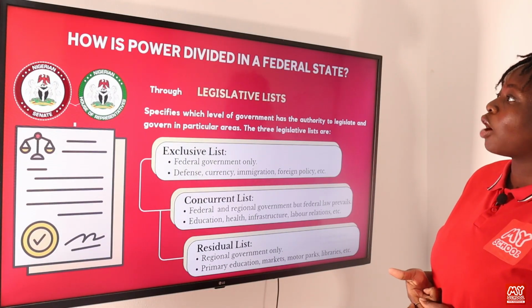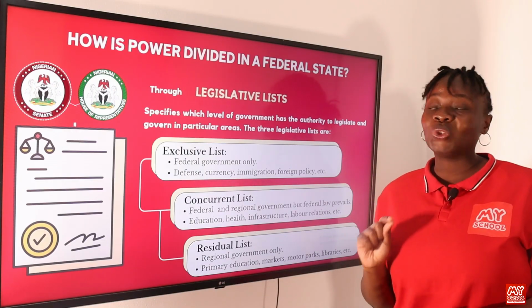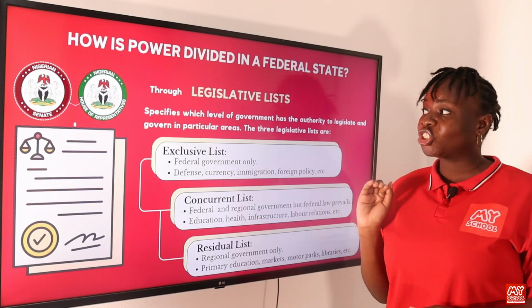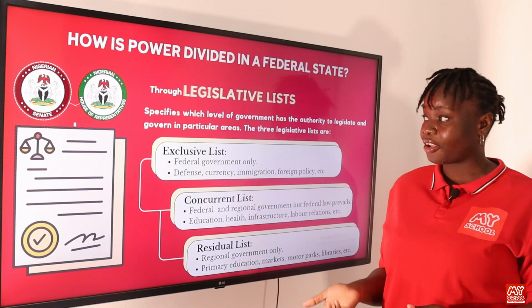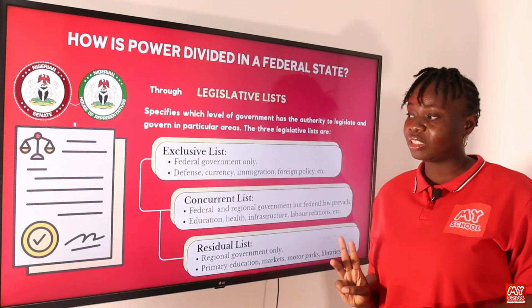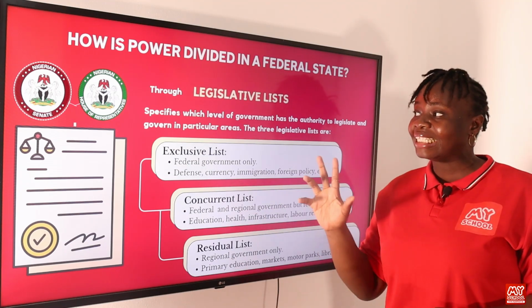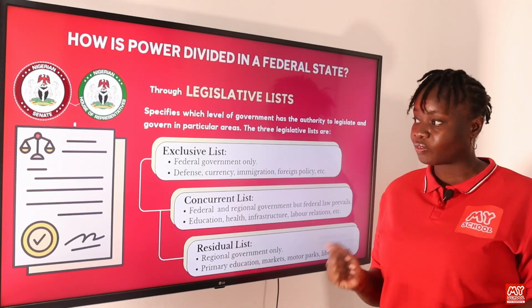Now we're going to discuss how power is divided in a federal state. Power is divided through what is known as the legislative list. The legislative list specifies which level of government has the authority to legislate and govern in particular areas. There are three legislative lists: the exclusive, concurrent, and residual list. These lists are stipulated in the 1999 Constitution of the Federal Republic of Nigeria.